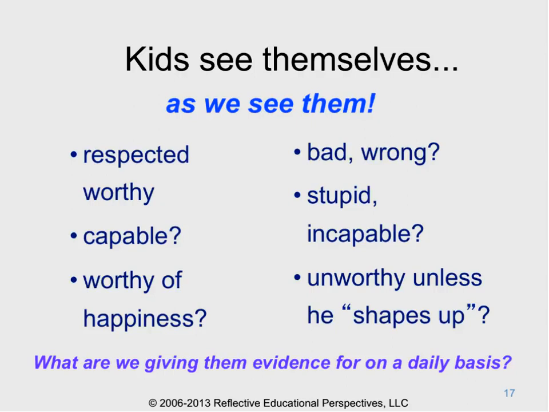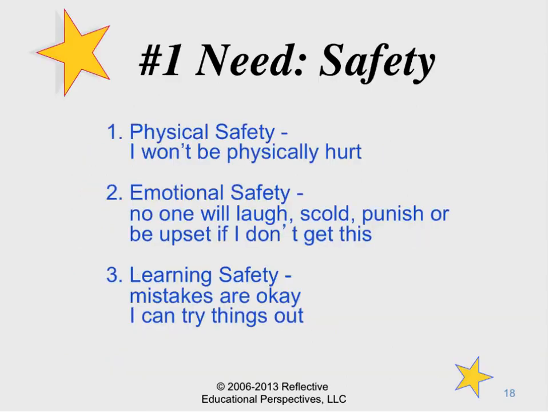that the child reinterprets, whatever vibe you're giving out, whatever disappointment, whatever worry, that they're not measuring up. This is how they interpret: I'm bad, I'm wrong, I'm stupid, I'm incapable, I'm unworthy, I have to shape up. So what are we giving them evidence for on a daily basis? How do you really see your child?